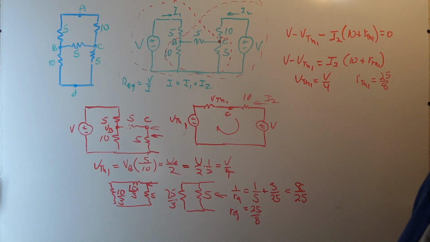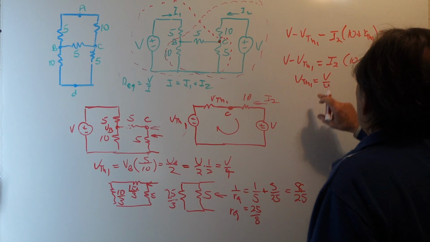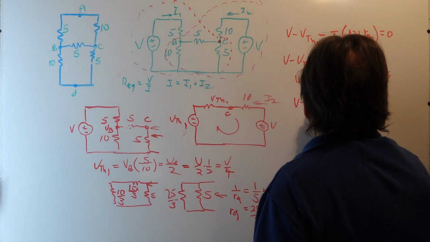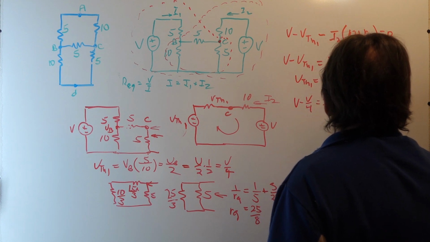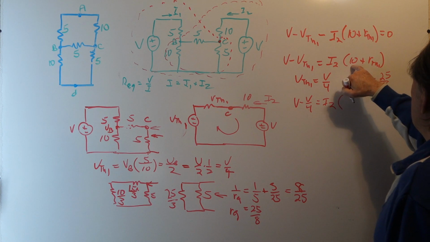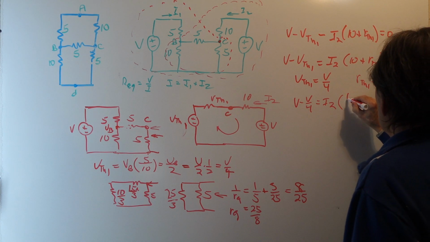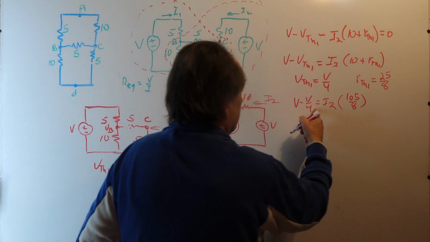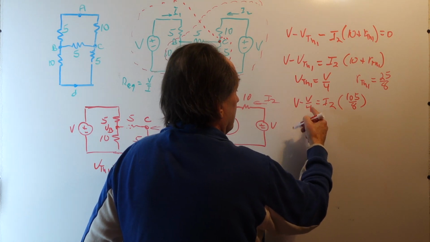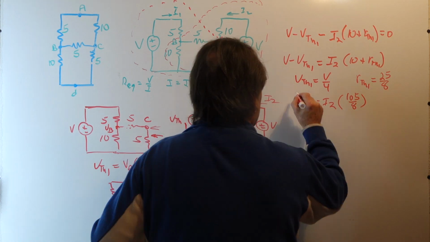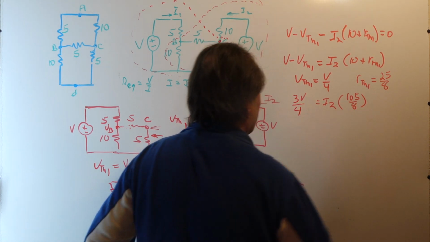Now, let's solve for our I2. Well, V minus VTH1, which is V minus V over 4, is equal to I2 times 10 plus 25/8. Well, 10 is 80/8, plus 25/8, which is 105/8. And V minus V over 4 is 3V over 4. So this becomes 3V over 4.